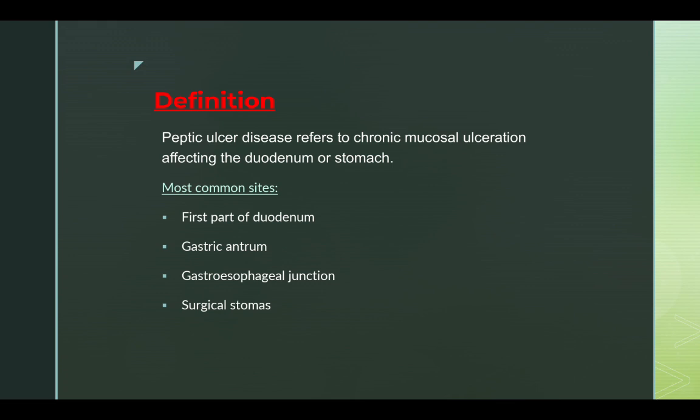Definition: peptic ulcer disease refers to chronic mucosal ulceration affecting the duodenum or the stomach. Most common sites of peptic ulcer are the first part of the duodenum, gastric antrum, gastroesophageal junction, and surgical stomas.